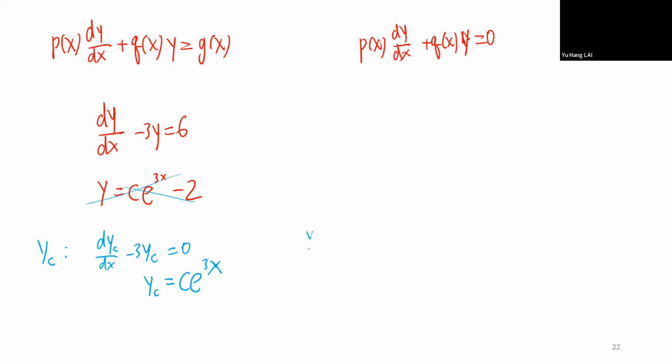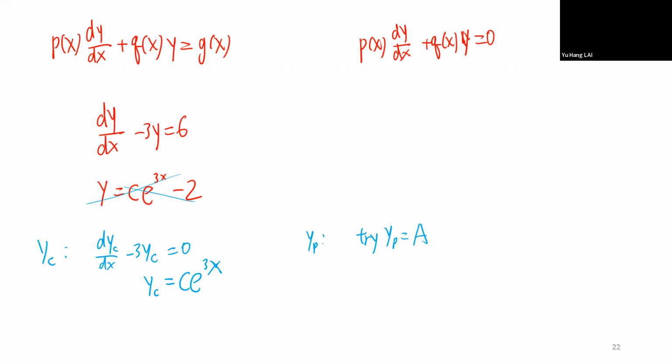So then we look for a particular solution. What do we need to do? We look at what the right-hand side looks like. It's 6. So the trial solution that we are going to try is yp equals some constant a, because this is a constant function. The g of x is a constant function, so the trial solution will also be a constant.